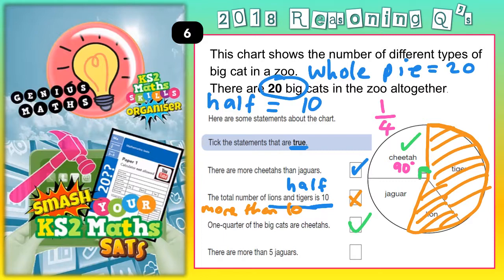Well, if we know that the cheetah section is a quarter of 20 big cats, because remember there's 20 big cats, a quarter of 20 is 5, so that means there would be 5 cheetahs. So, although this is 90 degrees, that doesn't mean there's 90 cheetahs. A quarter of the 20 big cats is 5. So this section is worth 5 cheetahs.